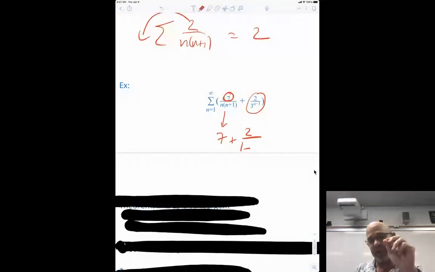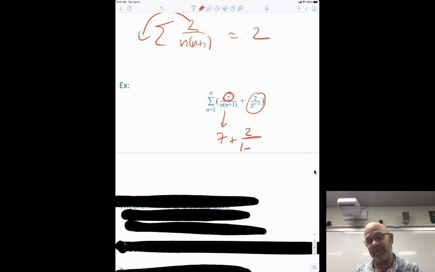We're adding a 3 to the bottom every time, so we're multiplying by 1/3. So remember that formula is a sub 1 over 1 minus r. So we can just add these together. 2 over 2/3, which is, if I invert and multiply, 2 times 3/2. So that's 3, and 7 plus 3 is 10, I guess, yeah?